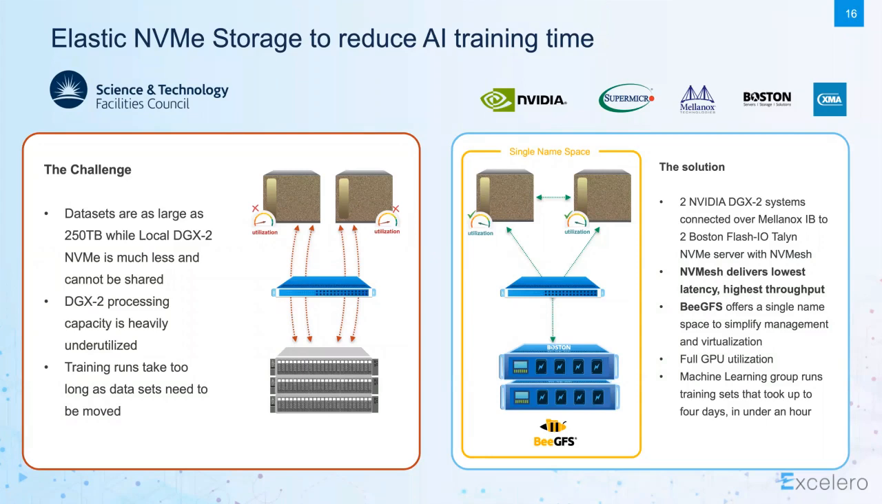Their training times were being elongated as a result. So they put out an RFP, and working with one of our partners, they were able to implement the solution you see there on the right. So again, a BeeGFS file system powered by NVMesh beneath, running on the Boston Talon servers. They are 2U 4-node servers with 24 NVMe, very powerful systems, and you'll see something very similar to that here in a few. Again, they were able to really dramatically increase the efficiency of their data pipeline, reduce their training times, and deliver value much, much faster.